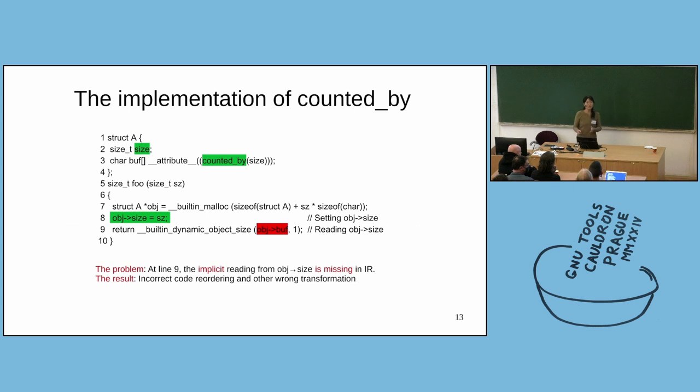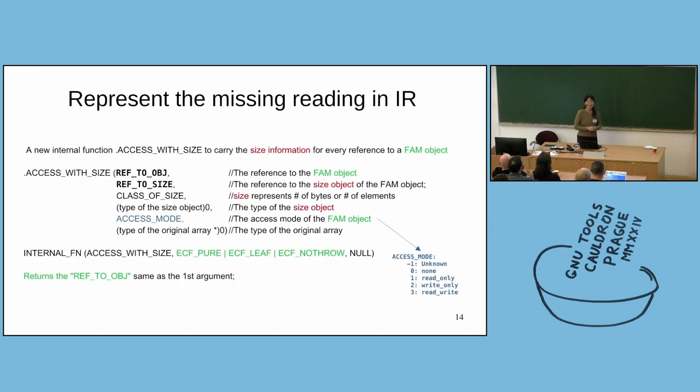We observed an issue. The current IR in GCC cannot express the implicit reading of the size information in the consumer. In line 9, you can see the built-in dynamic object size. When computing the object size for the referenced object buffer, it will try to read the object size information. But that implicit reading isn't represented in the IR. If it cannot be represented in the IR, compiler optimization might apply different optimizations, reorder them or hoist them, and then a wrong transformation might happen. This is a major issue during the implementation.